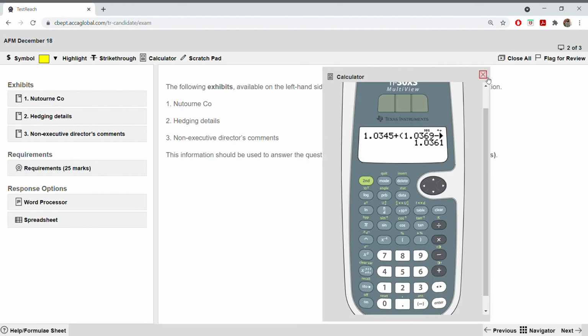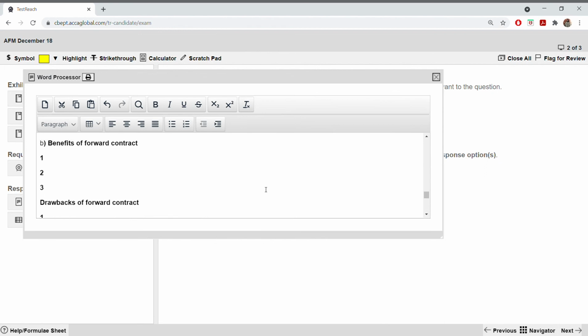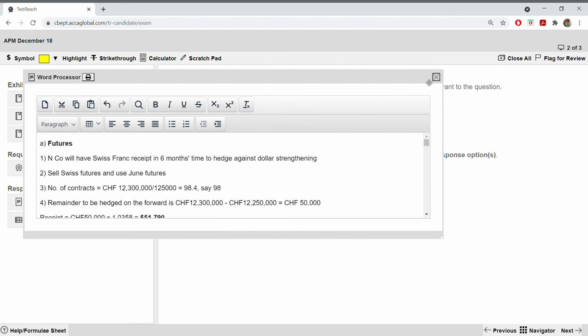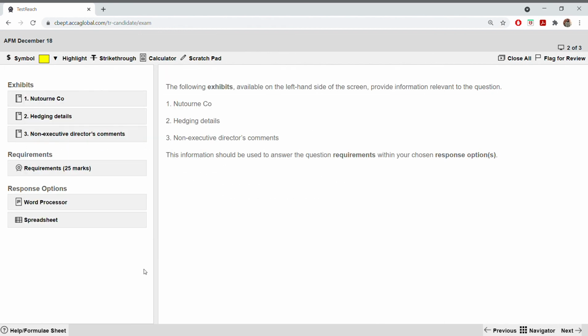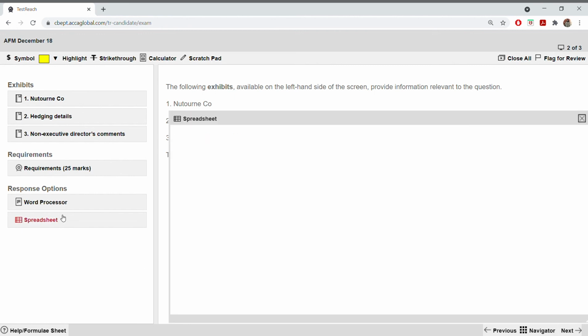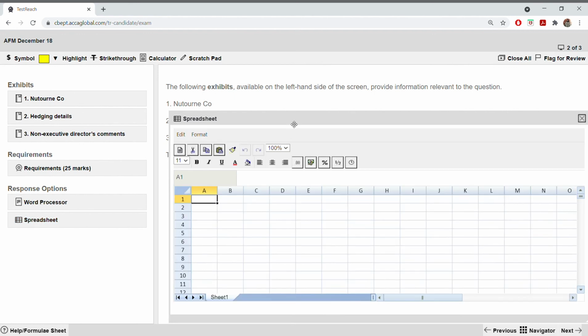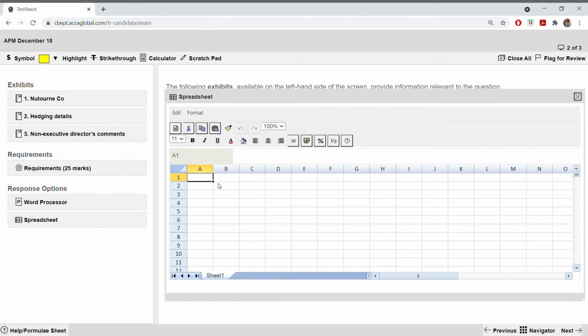Now let me close down. If I open the word processor, all my answer is saved here. Before I exit, I wanted to show you that you could do the same thing in a spreadsheet also. But what happens is when you are writing sentences, it becomes harder. You can write it here, it's okay, or some of you might do the calculation in the spreadsheet and then copy paste to the word processor. But I feel that copy pasting takes more time than actually doing everything in the word processor.